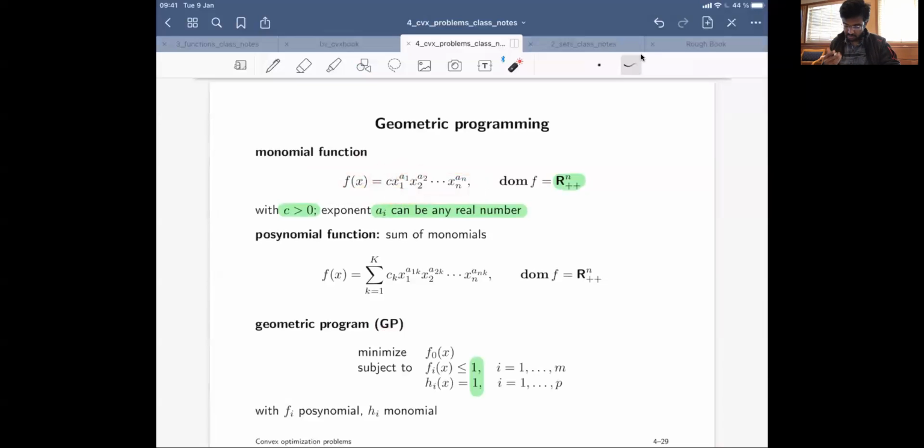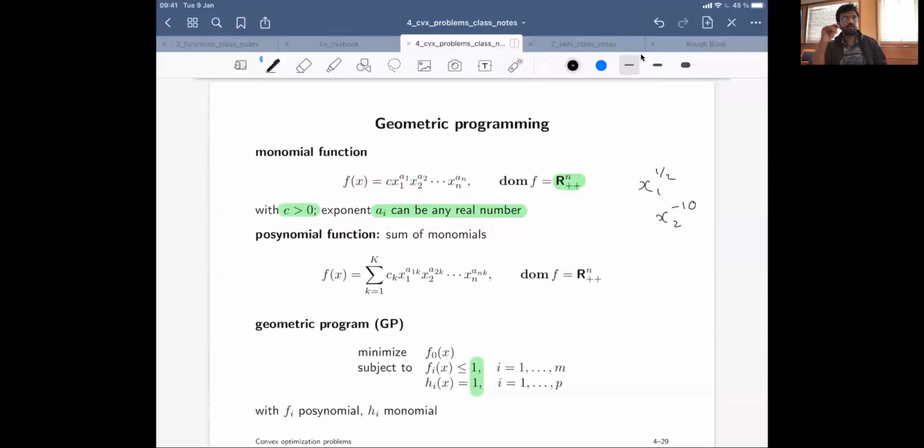The way a monomial function is defined is like this: each xi can take only positive values, and the coefficient c has to be positive. But the exponent can be any real number. I can write an exponent like this, or an exponent like this, -2 or -10. That is possible in a monomial function.